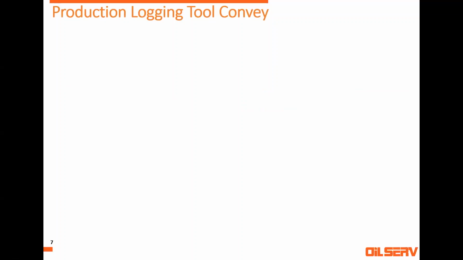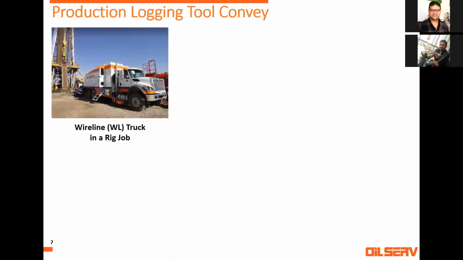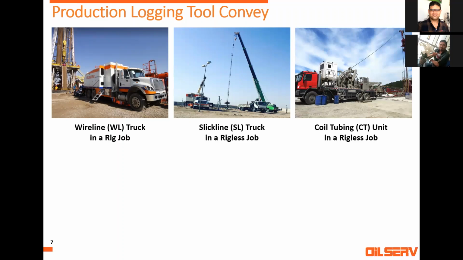So before I go to this slide, can anybody tell me how we will convey our tool and transmit it to the targeted zone? What can we use? Which type of truck? I think I showed them in the video once. Yeah, we can use a wireline truck. We can use a slickline truck. We can use a coiled tubing unit.